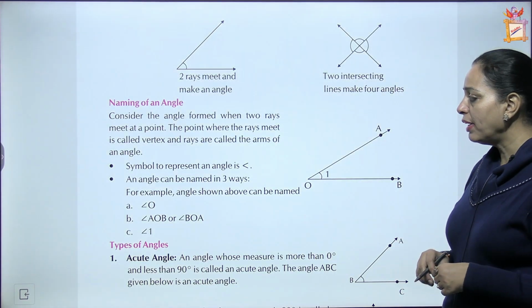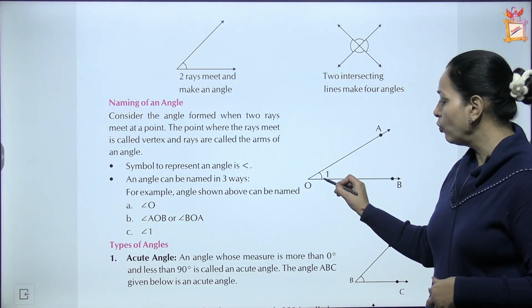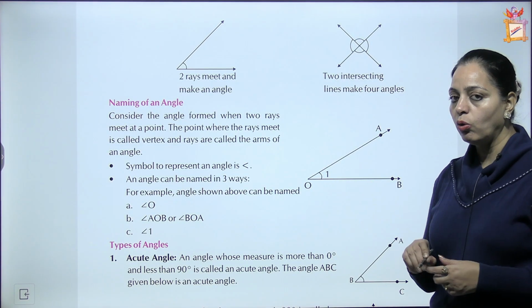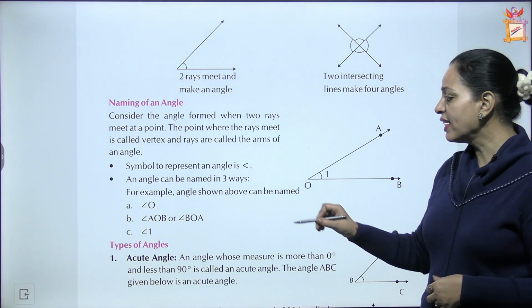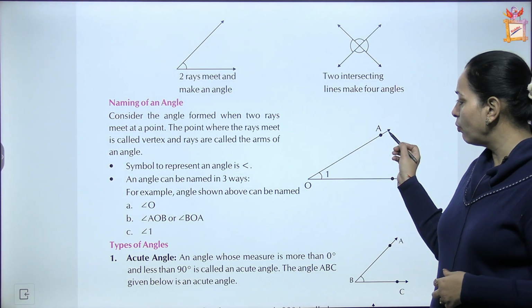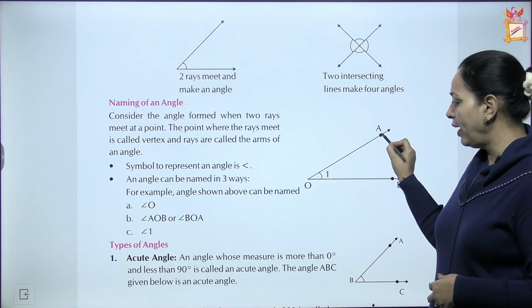An angle can be named in three ways. How? The first way: here you can see the angle is at O, so we can say angle O. The second is we can say it with the other vertices, like AOB or BOA.